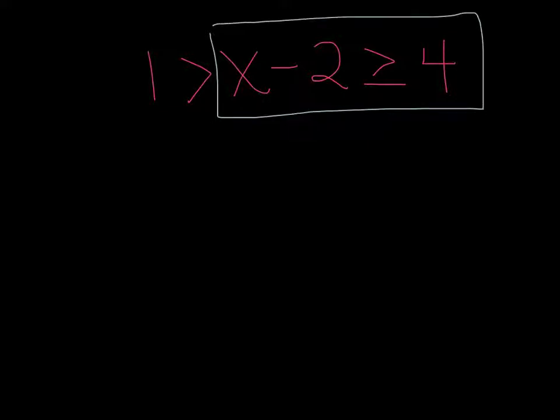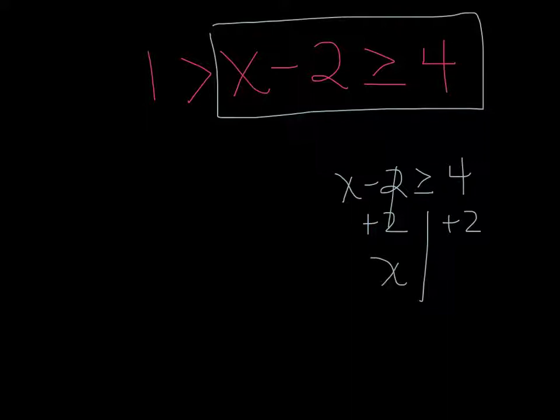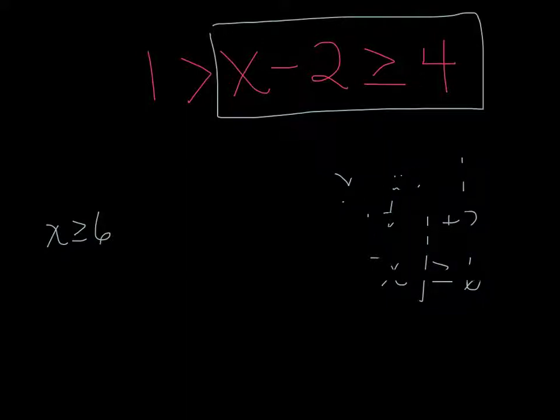The next problem we're going to do is x minus 2 is greater than or equal to 4, but it's also less than 1. Again, let's go ahead and solve this side. X minus 2 greater than or equal to 4. Going to add 2 to both sides. X is greater than or equal to 6. So I will go ahead and write this over here. Now I will go ahead and do the other side.